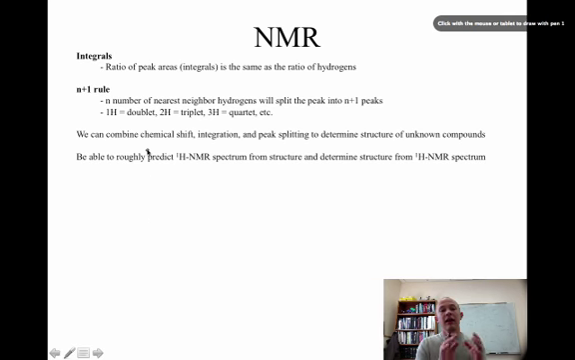We can combine chemical shift, integration, and peak splitting to get lots of information about unknown organic compounds. What I want you to be able to do is use all this information to predict a structure from a spectrum and predict a spectrum from a structure.